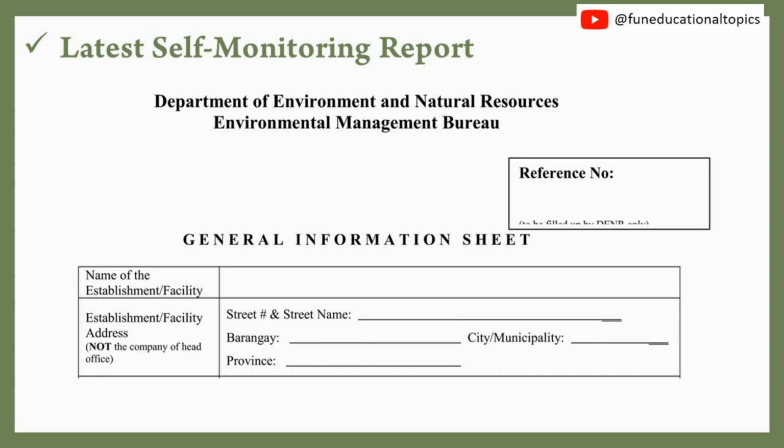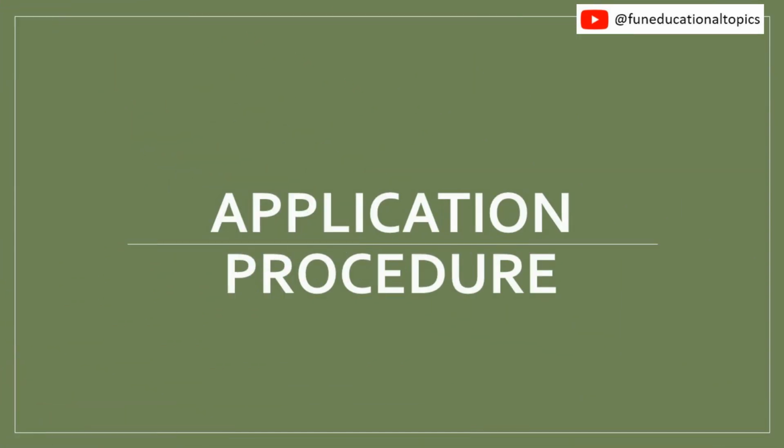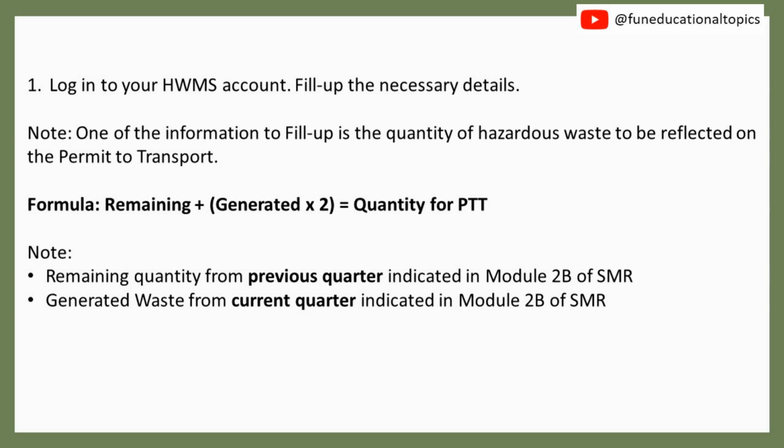Now that we have already mentioned the requirements, let's go with the application procedure. This will be done online. I will be placing the link in the description below. For the application process, first is of course to log in to your HWMS account. Fill up the necessary details. If you don't have an HWMS account yet, you need to create one before proceeding to this step. I put the link in the description below.